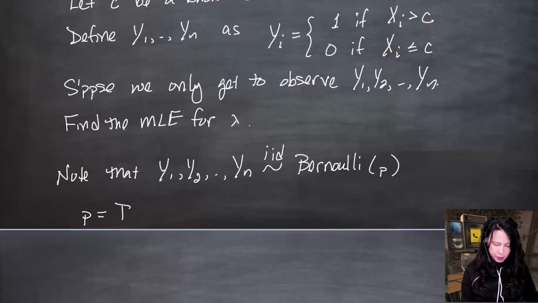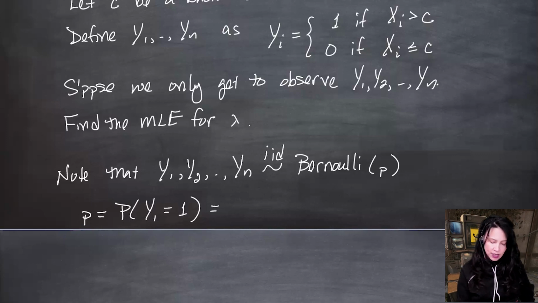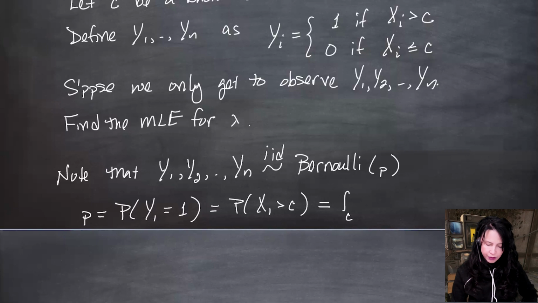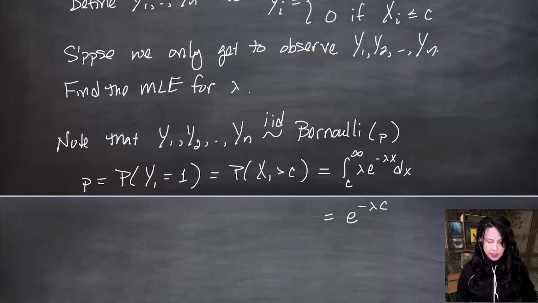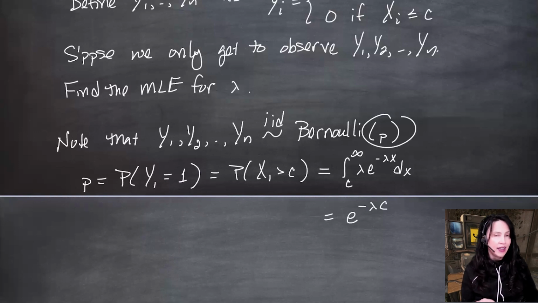P is supposed to be the probability that any one of these is equal to 1. But any one of the y's is equal to 1 if the corresponding x is greater than c. For the exponential distribution, I assume you know this probability already. I'm just going to write it real quick though. The integral from c to infinity of lambda e to the minus lambda x dx. This is going to turn out to be e to the minus lambda c. This is how the y's are related to the lambdas. And we get to observe the y's, so that's what we're going to use as our data to estimate lambda.